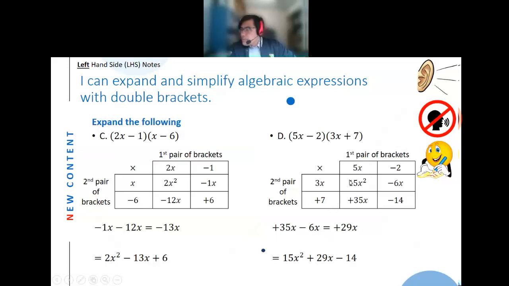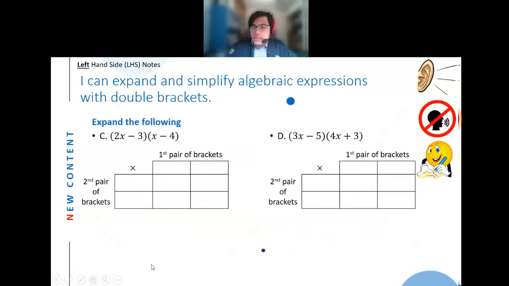Then we've got plus 7 times 5x. Positive and a positive is a positive. 7 times 5 is 35. So we get positive 35x. And then finally we've got plus 7 times negative 2. Positive and a negative is a negative. 7 times 2 is 14, so we get negative 14. All right, so we have plus 35x minus 6x. That's going to give you positive 29x, okay? And so combining everything, we get 15x squared plus 29x and then minus 14.